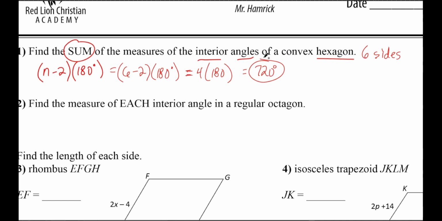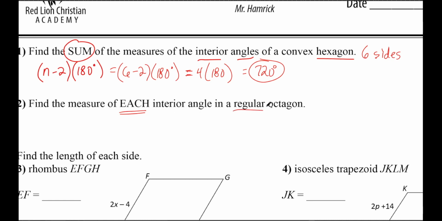Very simple. Okay? This one's very similar to what we just did. It says find the measure of each. Here's the key. Look, I even put it in all caps. I put sum in all caps and I put each in all caps. So this time we're finding each interior angle of a regular.